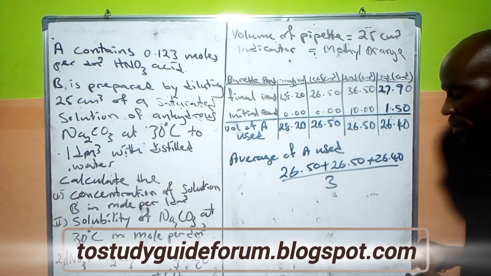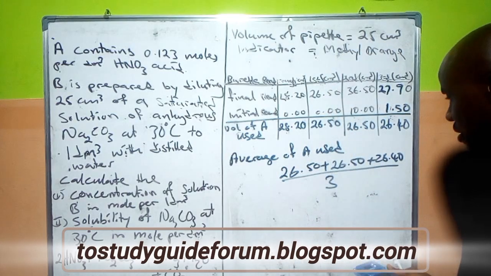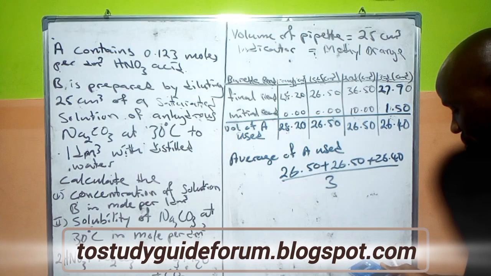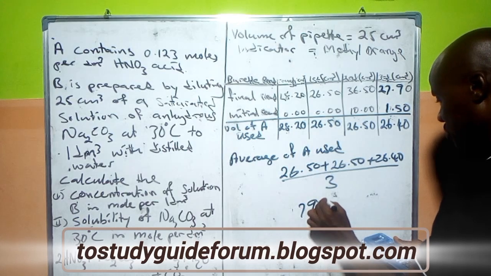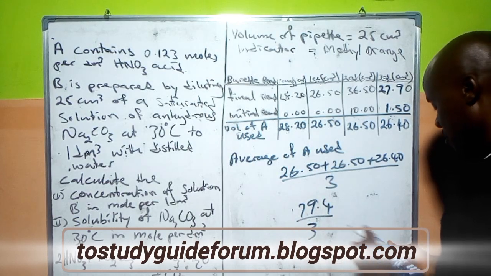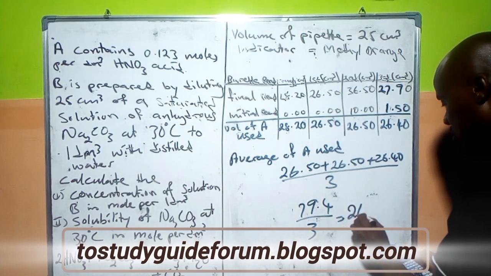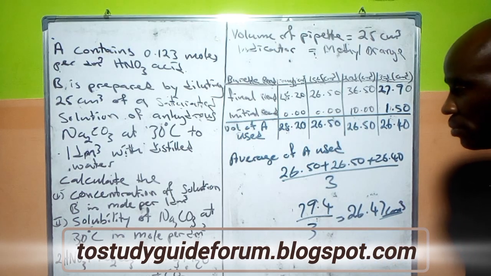So what do we have next? If we add it up together, plus 26.4, we'll have 79.4 divided by 3, which gives approximately 26.47 cm³. This is the average volume. That's what we're going to be using to solve this problem.